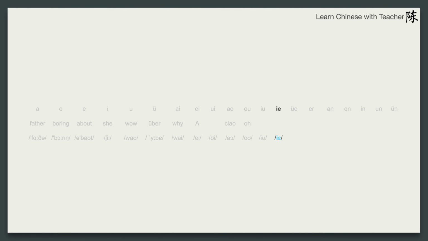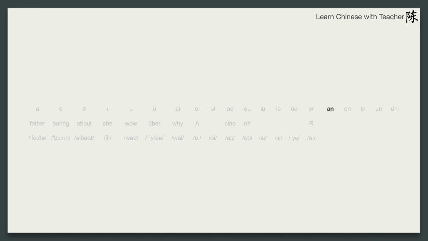The final IE is pronounced Ye. This final is pronounced Yue. The final ER is pronounced R. It sounds like the American pronunciation of the letter R.